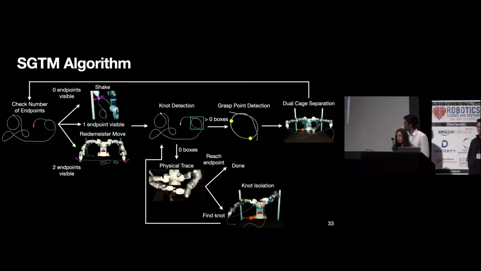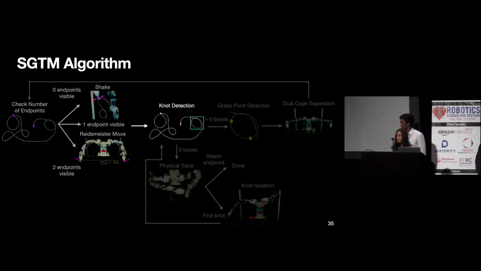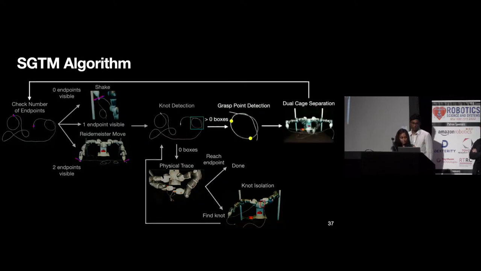So putting together now all the manipulation primitives and the perception system, we present our SGTM algorithm. First, we check the number of endpoints, and based on that, we either determine to shake, perform a Reidemeister move, or do nothing at all. Next, we perform knot detection to disambiguate the state. If our perception system doesn't see any knots, we physically confirm this to make sure that we can terminate. If we encounter a knot while tracing, we return to the knot detection step. If a knot is detected, we determine the grasp points and perform dual cage separation to loosen the knot, and then we loop back to our first step.